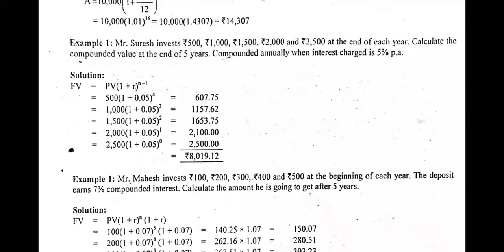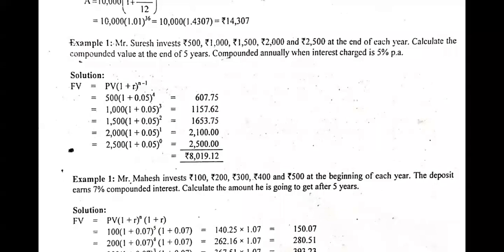Next, the 1,000 you deposited in the next year, again into bracket 1 plus 0.05. Now from 1,000, how many years are there? There are 3 years. If you do the calculation, you'll get 1,157.62. Now 1,500 into bracket 1 plus 0.05 raised to 2, 2 years are there, so 1,653.75 rupees.